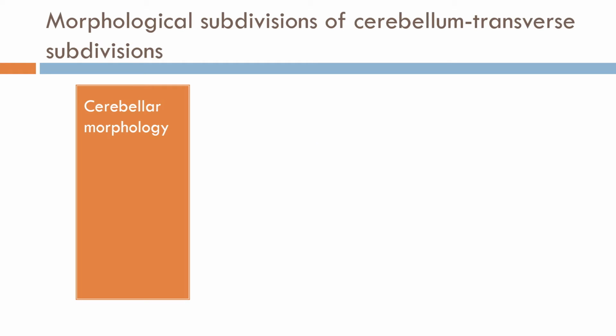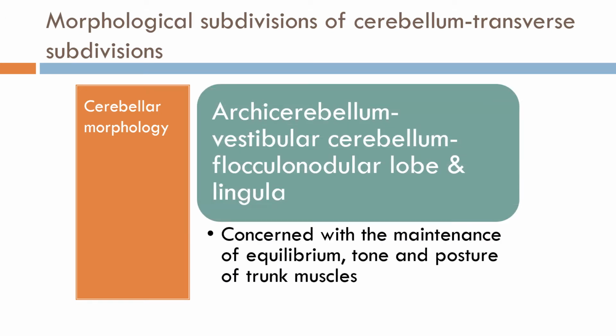Now the morphological subdivisions of the cerebellum, that is the transverse subdivisions. We have first the archicerebellum, otherwise called the vestibulocerebellum, which contains the flocculonodular lobe along with the lingula. This is concerned with the maintenance of equilibrium, tone and posture of trunk muscles. So it is the vestibular cerebellum or archicerebellum.